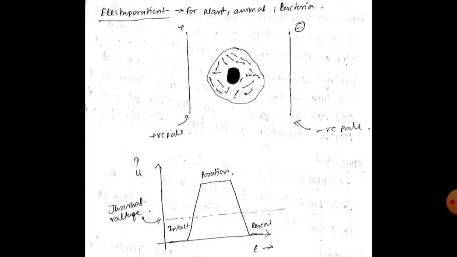That can cause problems. So that was the concept of the electroporation technique that is used for gene transfer into plant, animal and bacterial cells.